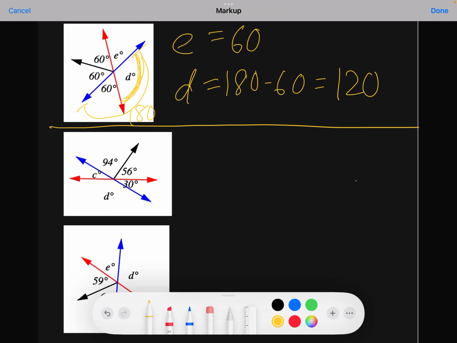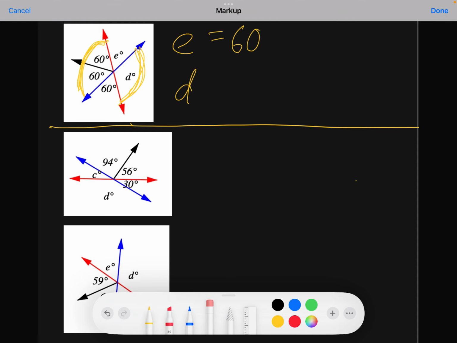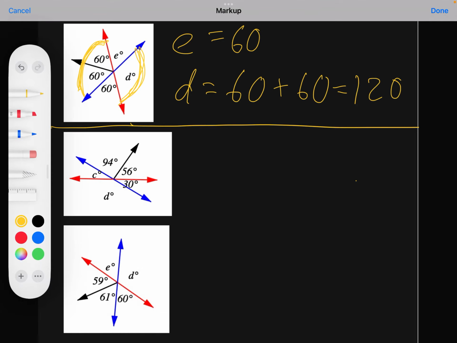Another way to get D would be to look at what's vertical to it. If I look at this angle, it's vertical to this angle. See how it's a combination of two? They make a bow tie shape, so they're the same. So instead of doing 180 minus 60, you could also get D by doing 60 plus 60, because it's the two across from it. And that's also equal to 120. Same answer either way, which is, of course, always the case in math.